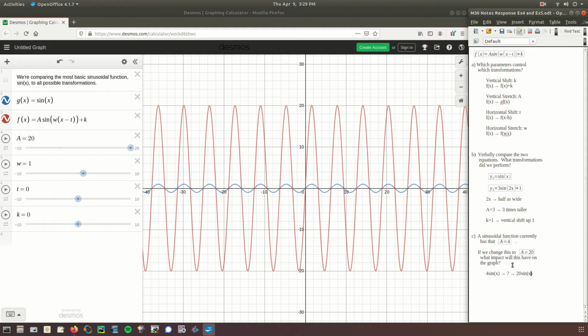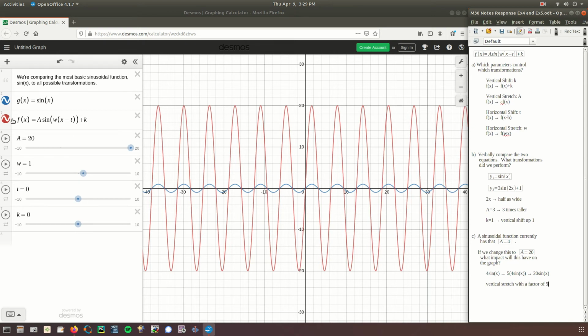Well, what I need to do is I need to multiply this entire function on the outside by 5. If we multiply a function by 5, what we've learned in this unit is that multiplying by 5 on the outside should be a vertical stretch of 5. So I'm going to think of this as 5 times 4 sine x. That's how we get to 20 sine x here. And so I would describe this as a vertical stretch with a factor of 5. It's now 5 times taller than it was.